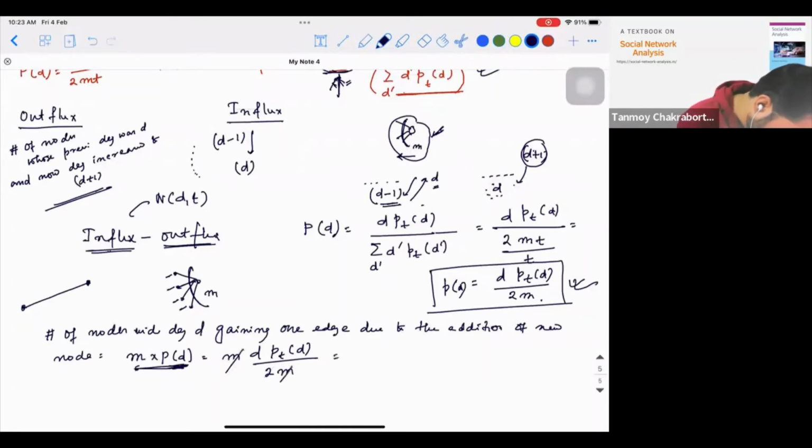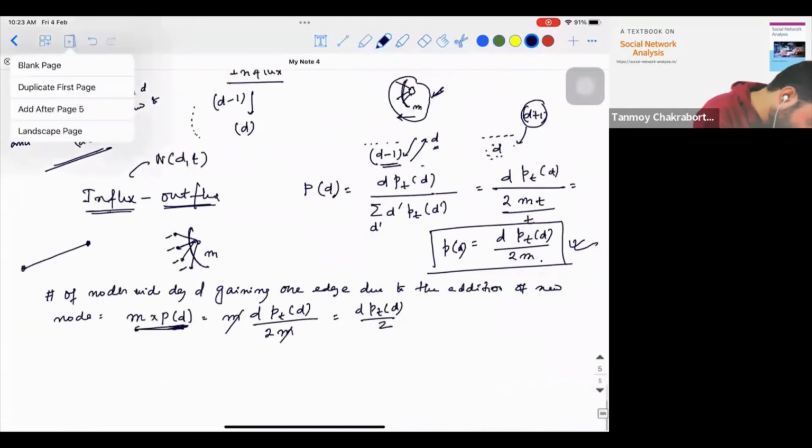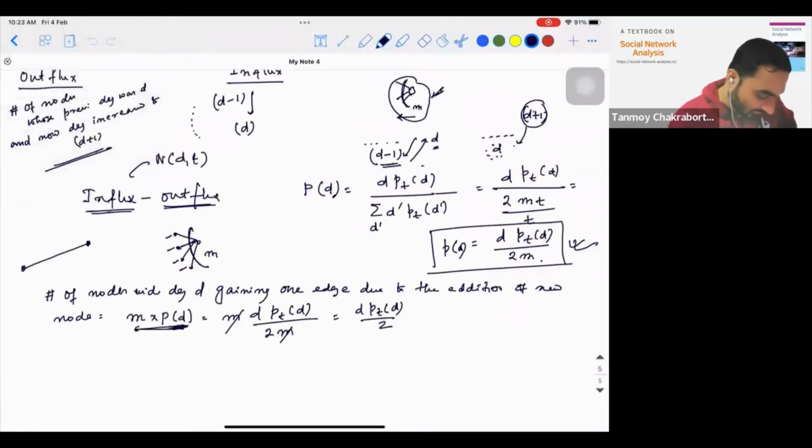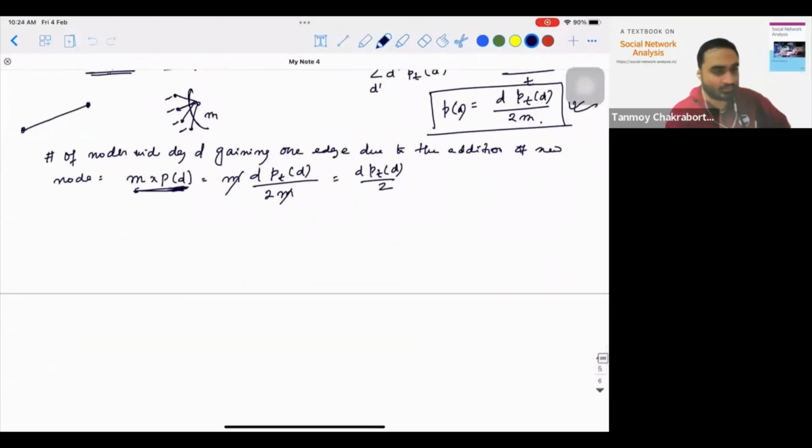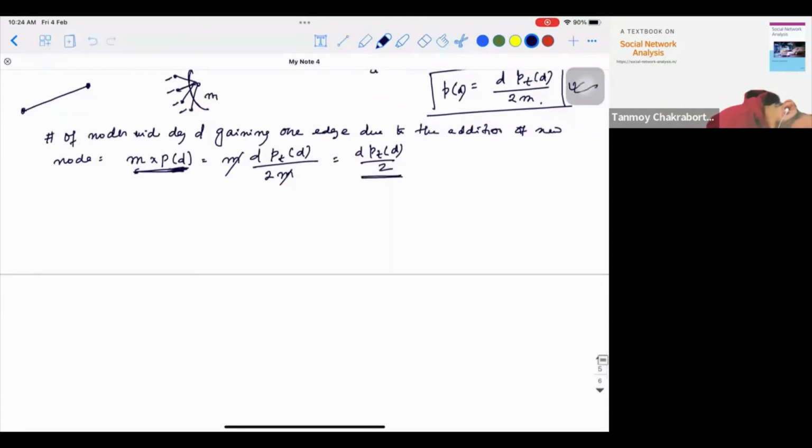mm cancel out, so we have d by 2, right? So what is this quantity again? This quantity is when a particular node is joining, how many existing nodes with degree d will get one edge from the new node, from the upcoming edges, right? So this is the number. Okay. So now again, let's look at influx minus outflux, because this is the number which we are interested in.